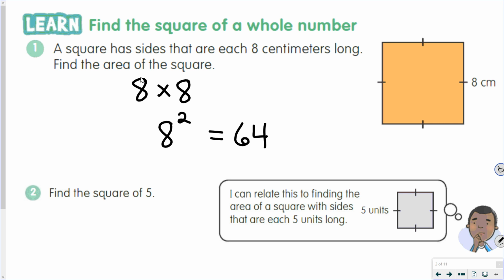So if the question says to find the square of 5, we can think about this as being a square, and we're taking the area of a square. So we would take 5 times 5, which you could think of as 5 to the second power, or 5 squared, and 5 times 5 is 25.